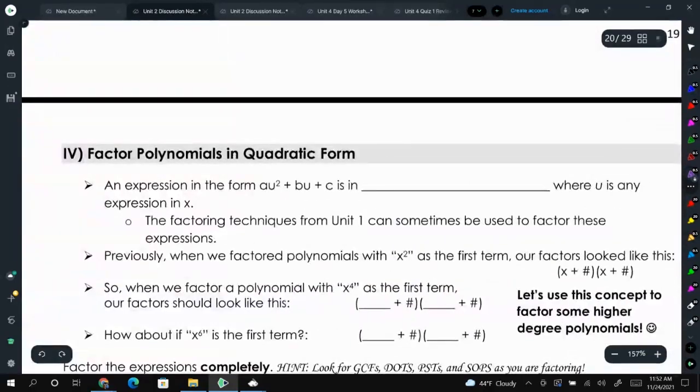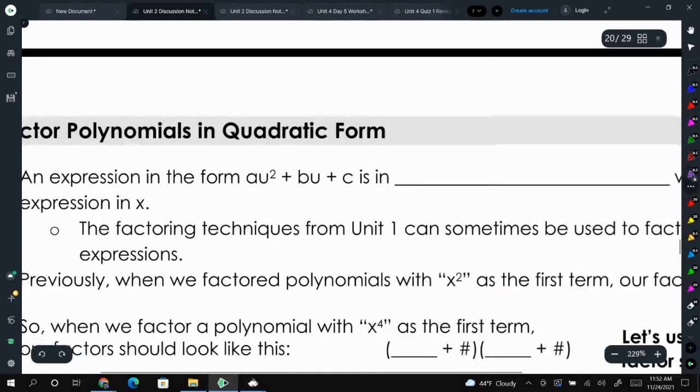Now, on the next page, we're going to talk about something called quadratic form. What that means, you can think about like even quadratic functions. Well, that's obviously a quadratic form. So this would be quadratic form. And we had x squared plus 3x minus 4.